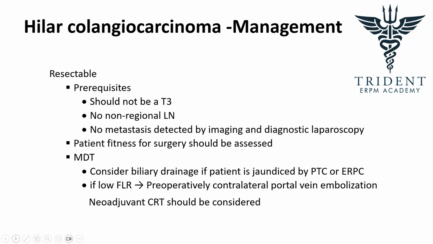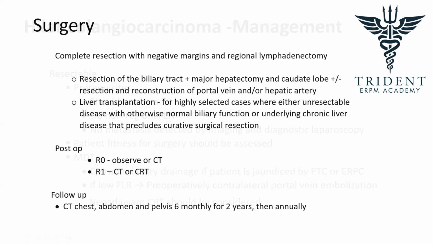We consider external biliary drainage or ERCP if the patient is jaundiced, especially if the bilirubin level is more than 15. We also consider external biliary drainage if the patient needs nutritional optimization, or if the surgery is getting delayed for more than 2 weeks. Also, if there is a low future liver remnant, preoperative contralateral portal vein embolization is another option. When it comes to surgery, complete resection with negative margin and regional lymphadenectomy is the treatment of choice.